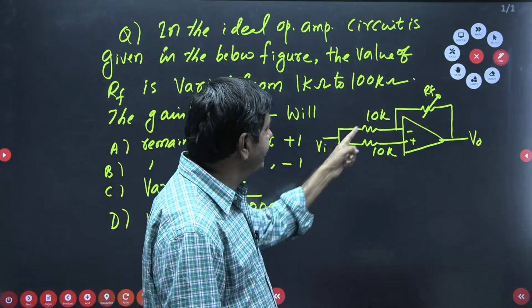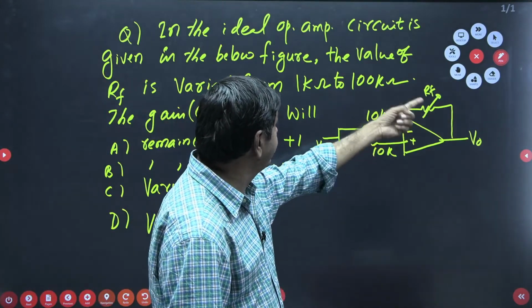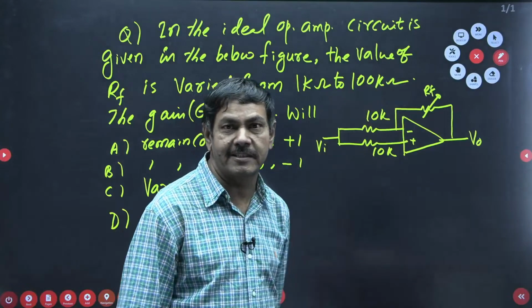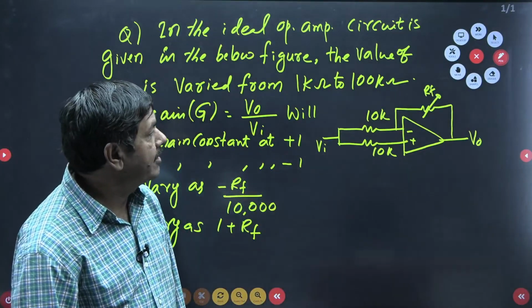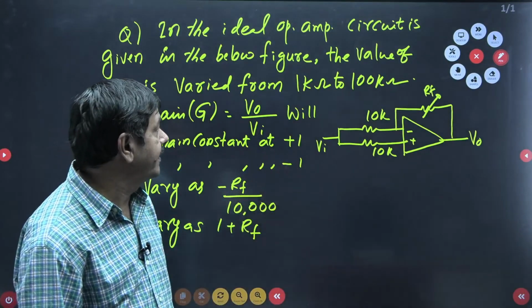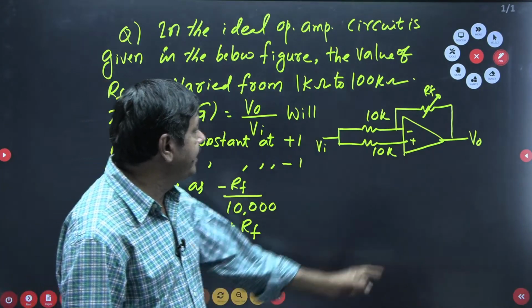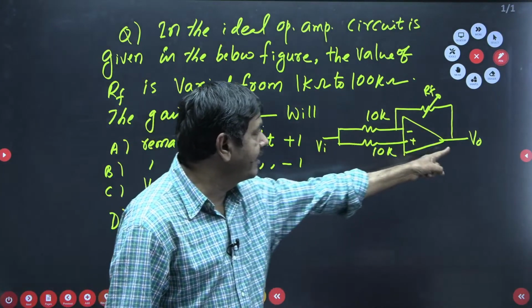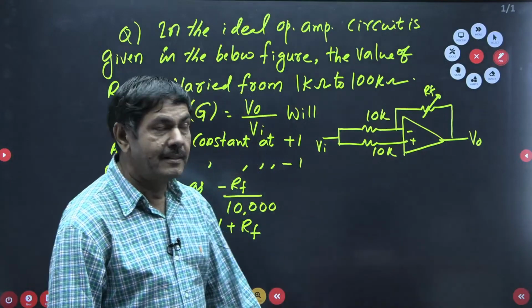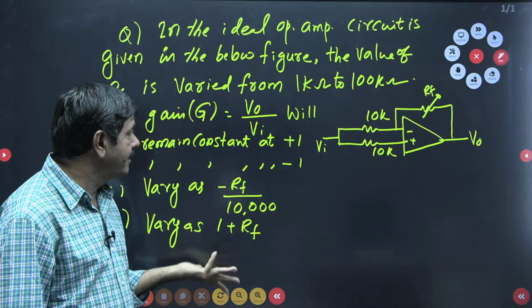Yes, it is given 10K, 10K. RF is changing from 1 kilo ohm to 100 kilo ohms here now. There is a change of value of this RF here given. It is asking the gain V0 by VI. That ratio is required, V0 by VI. That will be this or this or this or this. We need to identify.